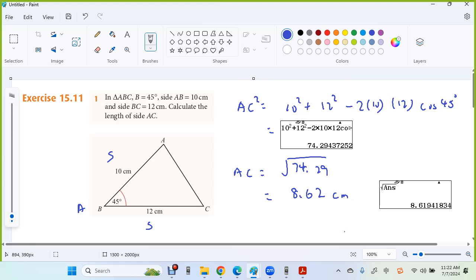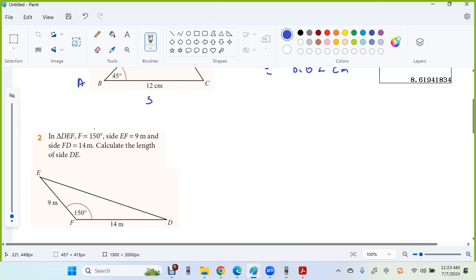If the exam doesn't mention how many decimal places or how many significant figures to write, then we will write three significant figures. So question number 2. Angle F is 150 degrees, with sides 9 meters and 14 meters. We want to calculate the length of DE.